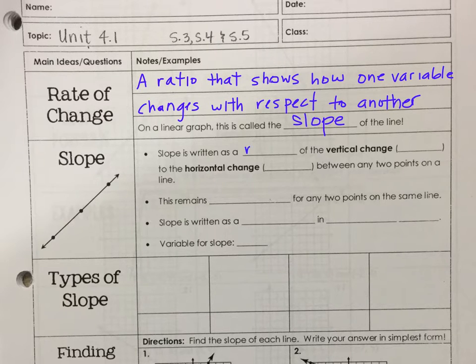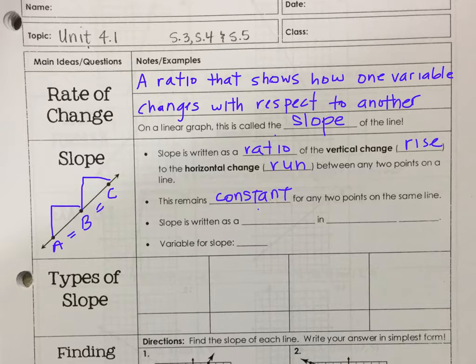We always write slope in a ratio that represents the vertical change, which is our rise, to the horizontal change, which is our run, between any 2 points on a line. This remains constant for any 2 points on the same line. So my rise and my run are the same from point A to point B. The rise and the run from B to C, it's all the same. The slope continues to be the same.